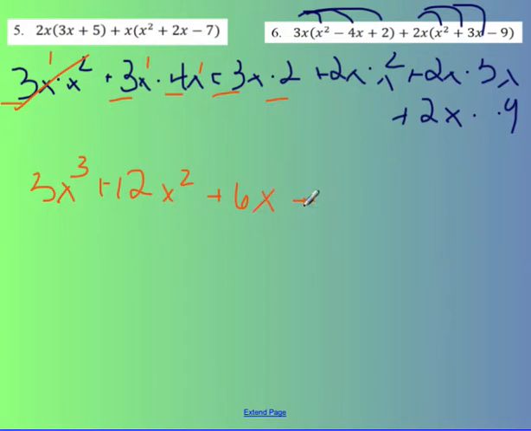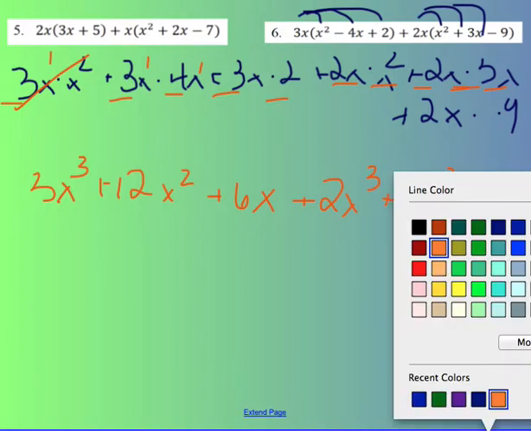For the next term, 2x times x squared, that's going to give us 2x cubed. 2 times 3 is 6. X times x is x squared. 2 times a negative 9 is a negative 18, and then we have our x.